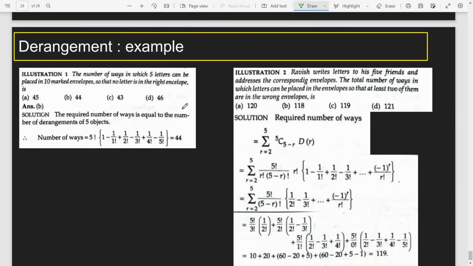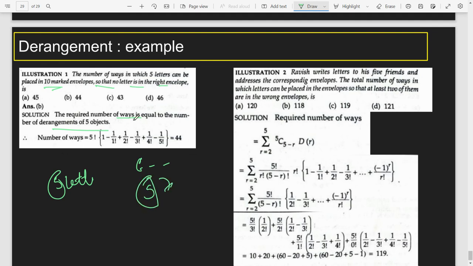The number of ways in which 5 letters can be placed in 10 marked envelopes, okay, there are 5 letters, and they are being placed in 10 marked envelopes, meaning there are envelopes which are marked, something is written, so that no letter is in the right place. So the number of ways is equal to the number of rearrangements of 5 objects. Means 5 objects are there, we are trying to arrange them so that none of them occupies its original place.